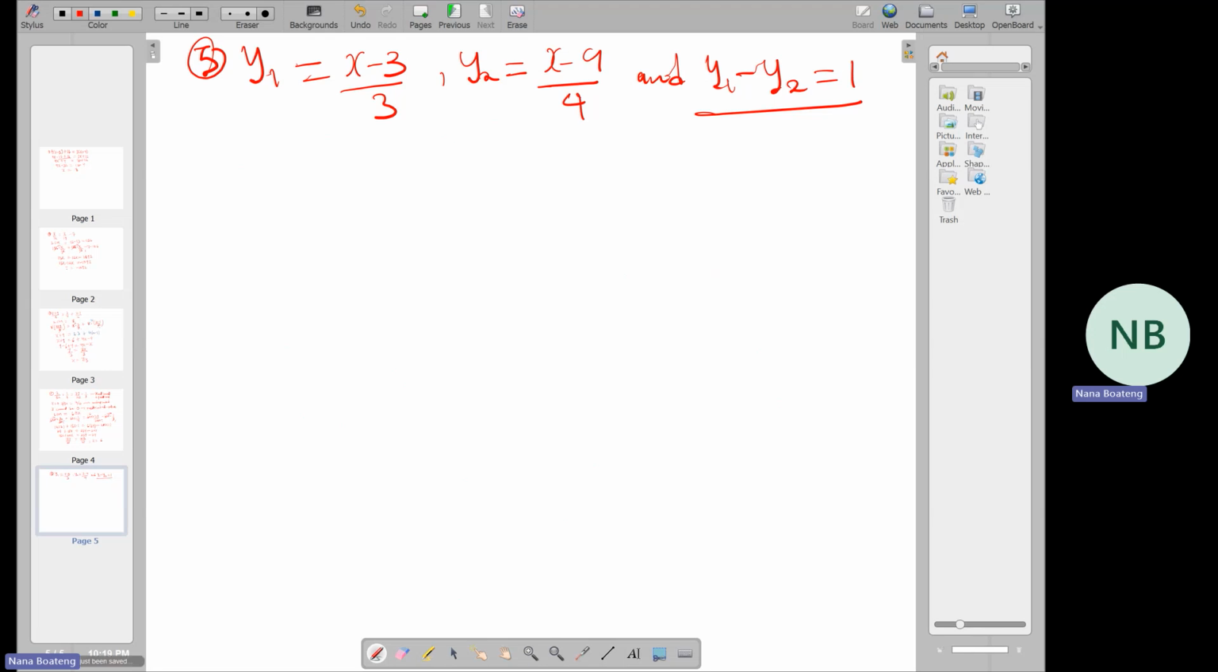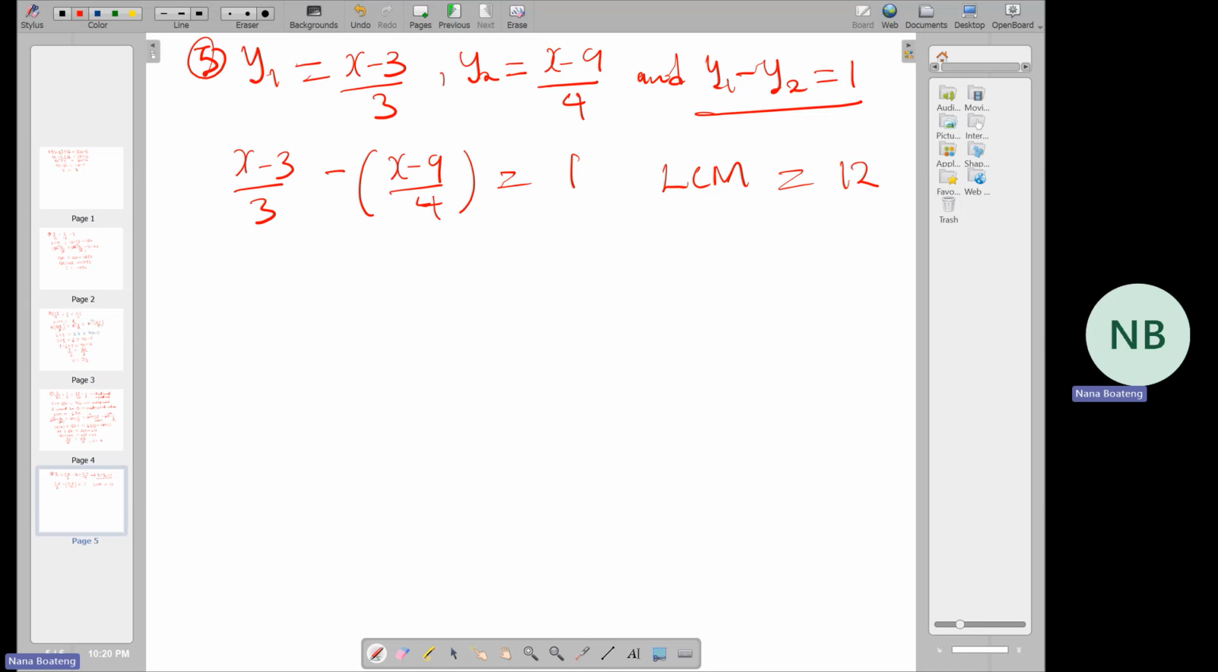So y1 is x minus 3 divided by 3, minus y2, which is x minus 9 divided by 4, and this equals 1. All right, so this becomes similar to the examples that we have already solved. So the first thing we look out for here is the LCM, and the LCM here is 12. 12 is the number that can divide all the denominators.